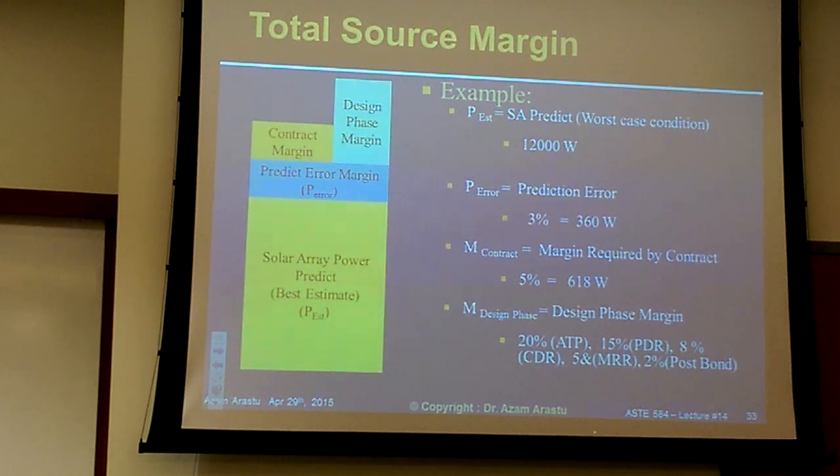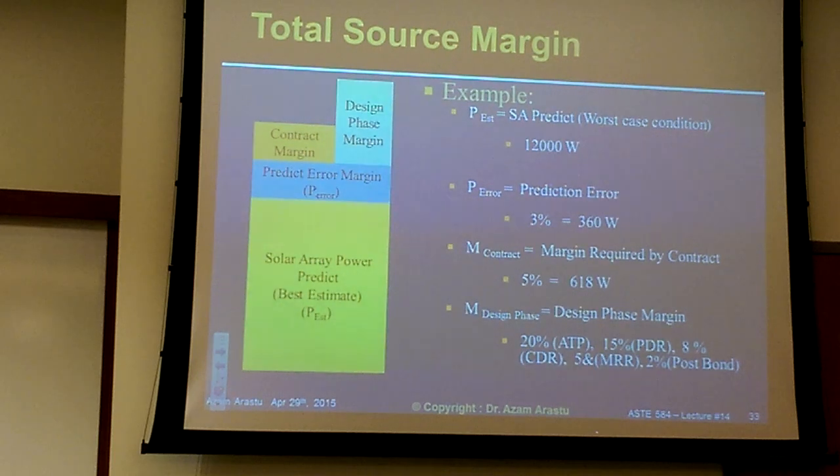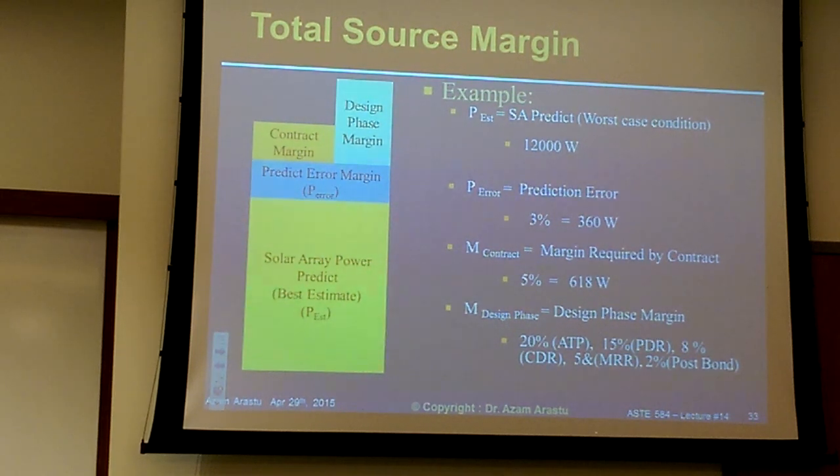And then, MRR is manufacturer readiness review. I've done everything. Now before I can say, okay, start building the final flight hardware, there's another review that we have. It's called MRR. And then you finally build hardware. At post-bond, I need to have about 2% margin, to be sure that I don't have problems on orbit. So you see my margins are kind of decreasing.